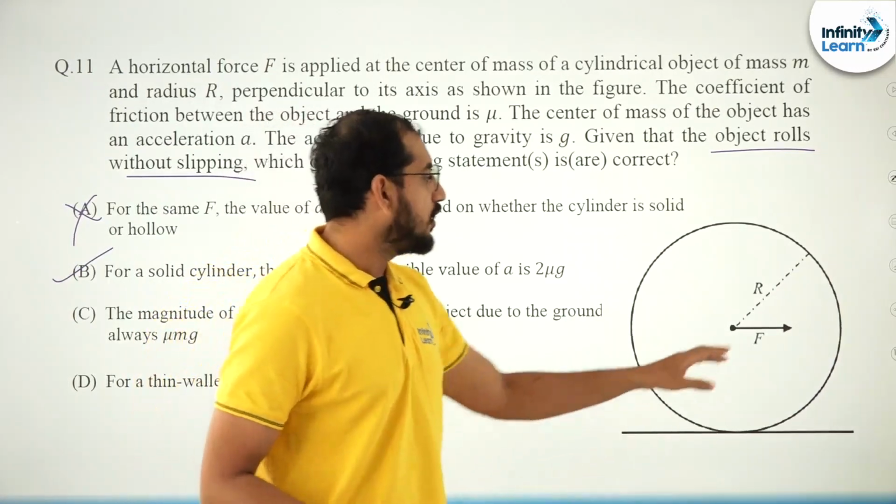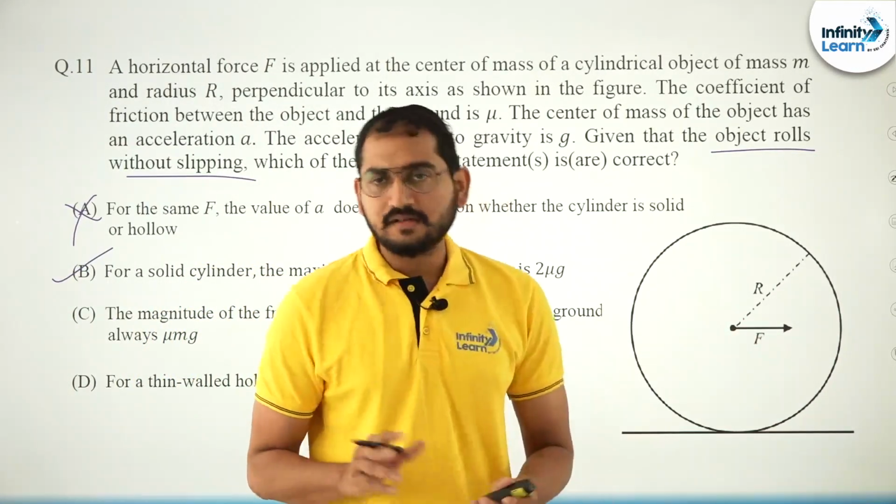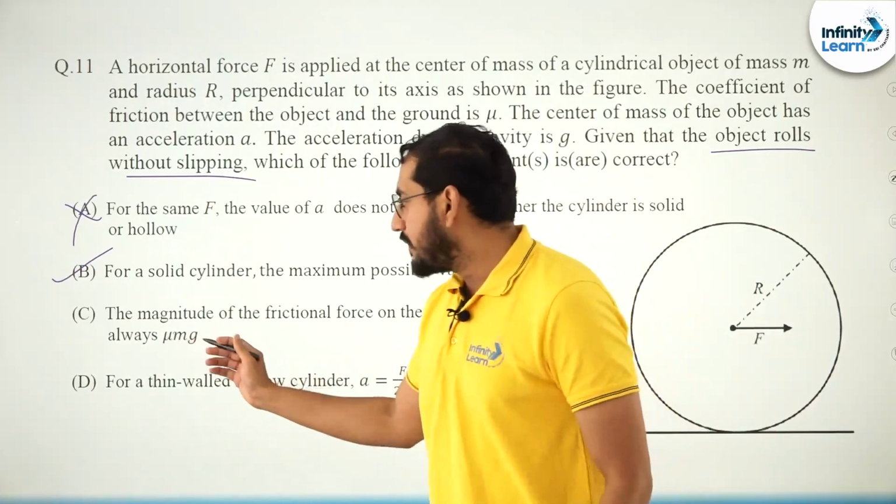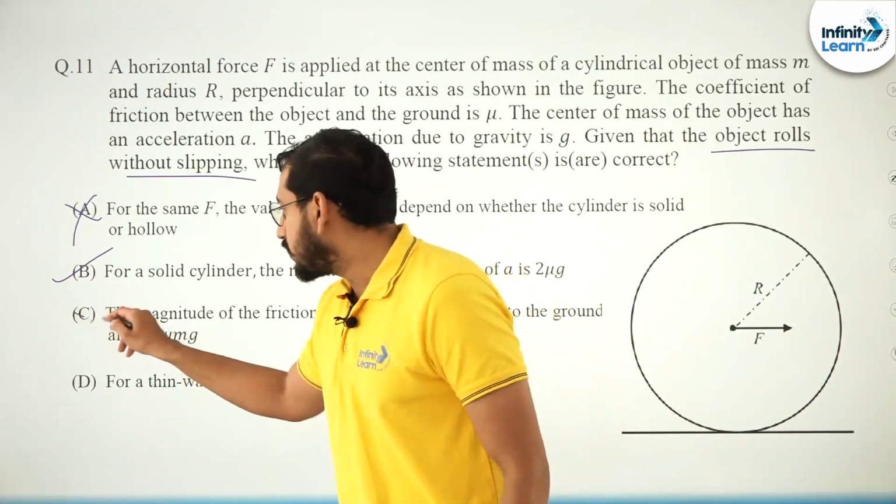So for a moderate range of capital F, yes, the value of friction can be anywhere between 0 to mu mg. All right, so option C is a false statement.